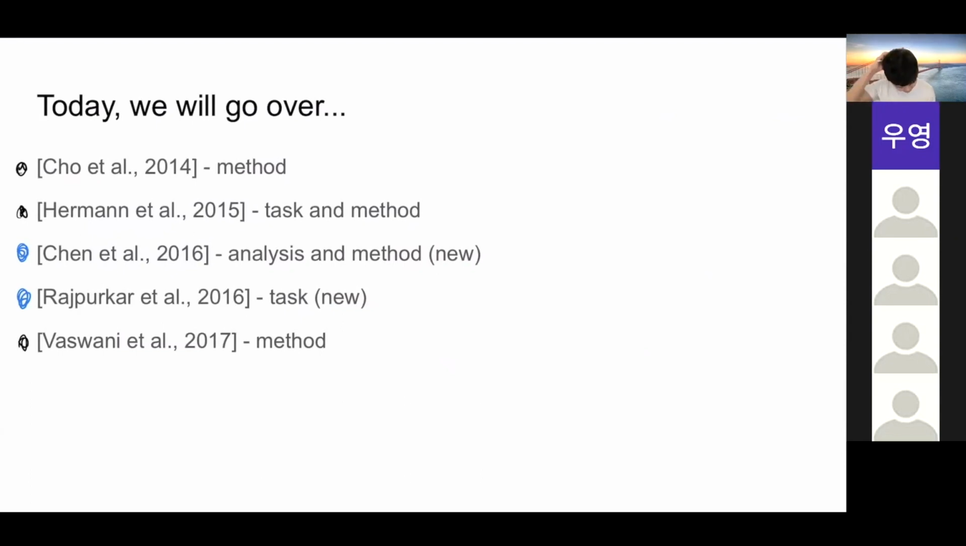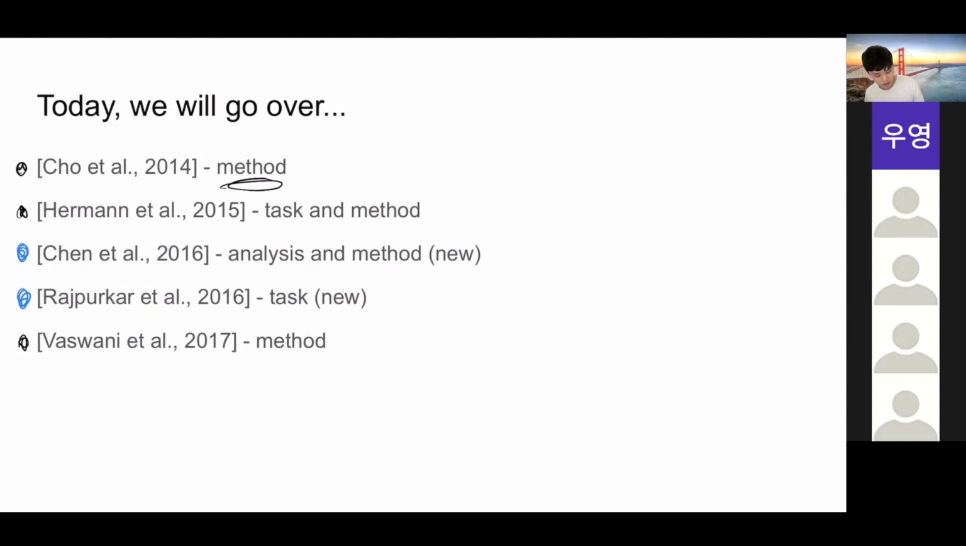So let's take a look then. The first paper that we're going to look into is Cho et al. 2014. This is the first sequence-to-sequence paper that we discussed in machine translation. And this can be considered a method paper. Why? Because it's not a task paper, since it doesn't propose a new dataset. It actually utilizes an existing machine translation dataset called WMT. It's not really an analysis paper, I think, because it's not trying to analyze an existing model. It's more of a method paper.